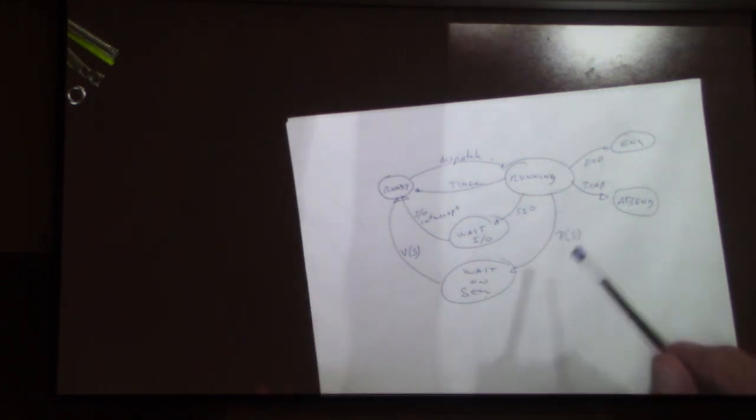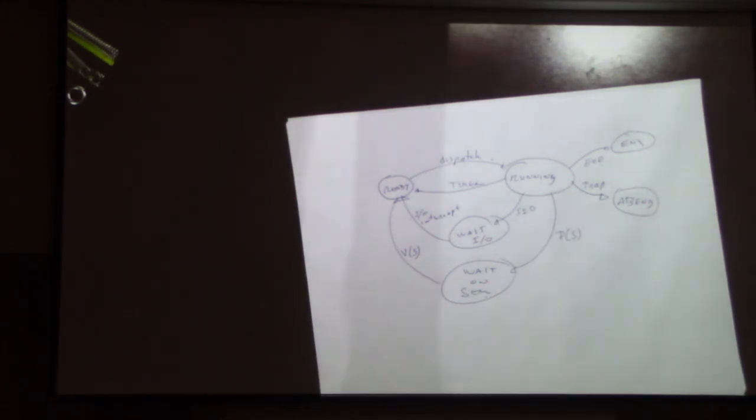So the answer there will be: when a process executes a P operation, does it block? Yes or no? You cannot say yes or no. You have to say it depends. If the value of the semaphore is less than 0, it blocks and goes into the semaphore queue. Otherwise, it continues running and enters the critical section.